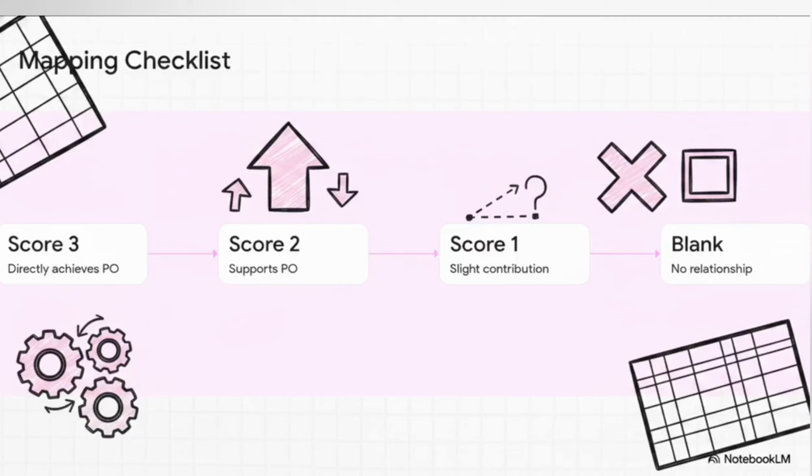Step 1, ask yourself, does this course outcome directly achieve the program outcome? If yes, give it a 3. Simple. Step 2, does it support the program outcome, but it's just not the main focus? If yes, assign a 2.